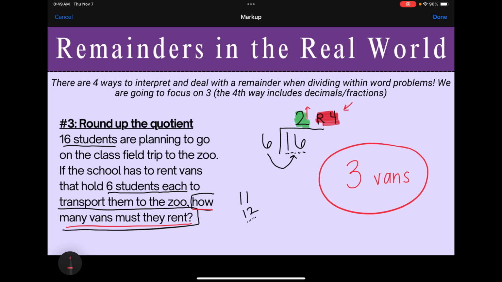These are the ways to interpret a remainder in those story problems. Drop the remainder, focus on the remainder as the actual answer, or round up the quotient.